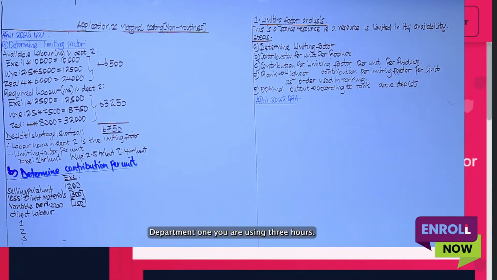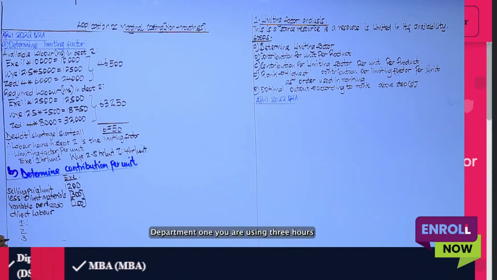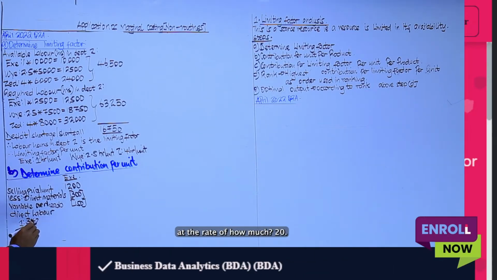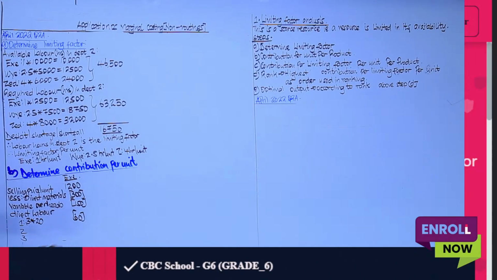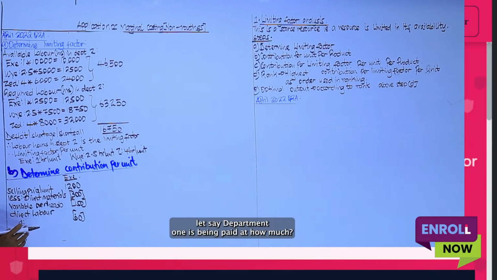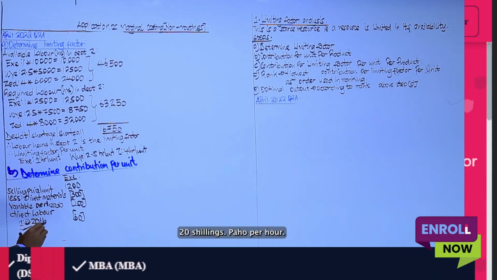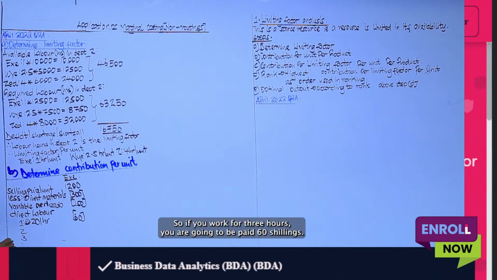Department 1, you are using 3 hours at a rate of 20, so your labor cost is 60. Department 1 is being paid 20 shillings per hour, so if you work for 3 hours, you're going to be paid 60 shillings.